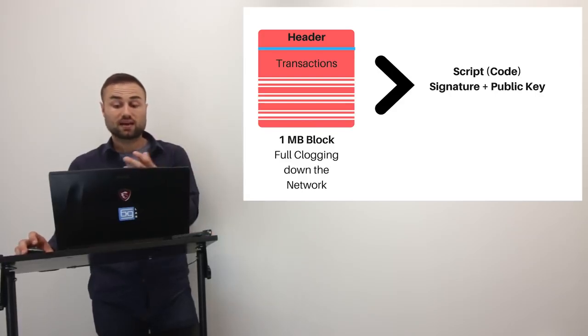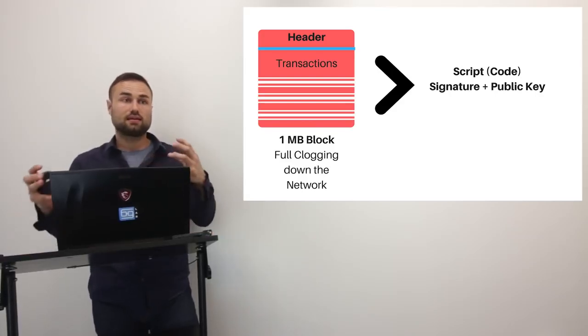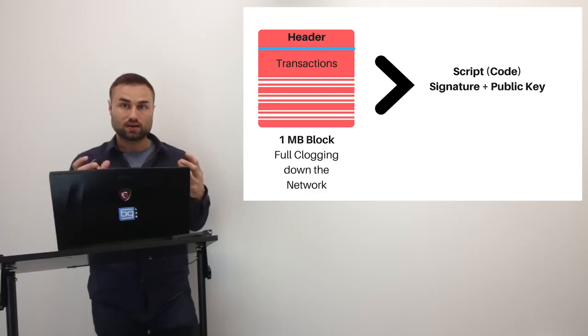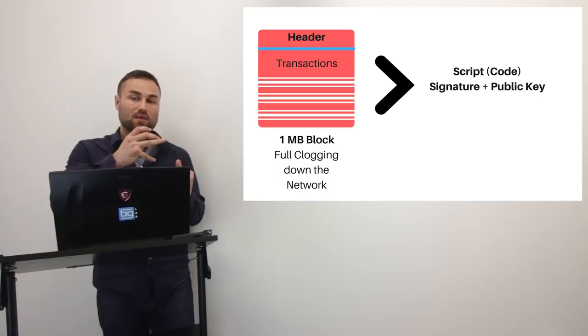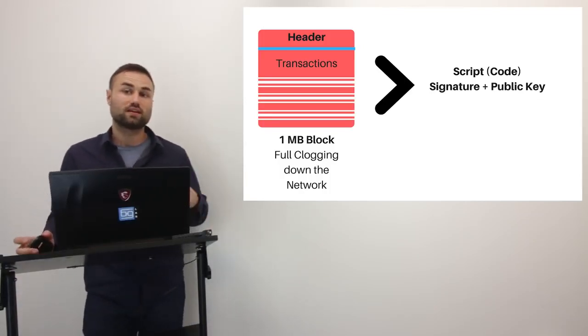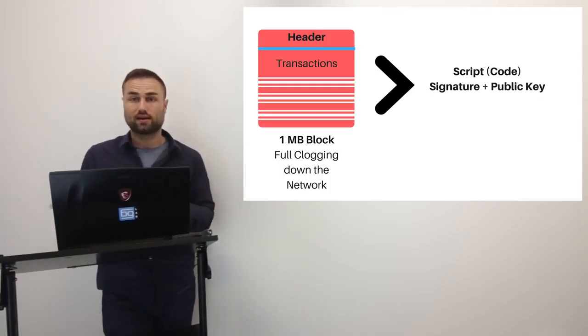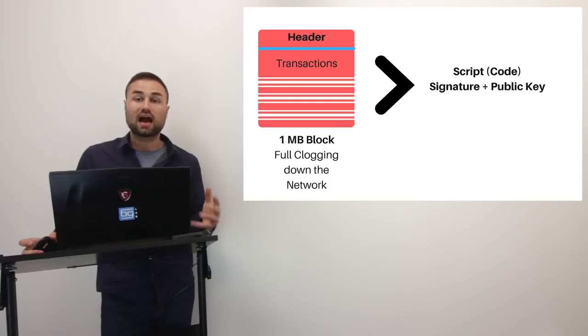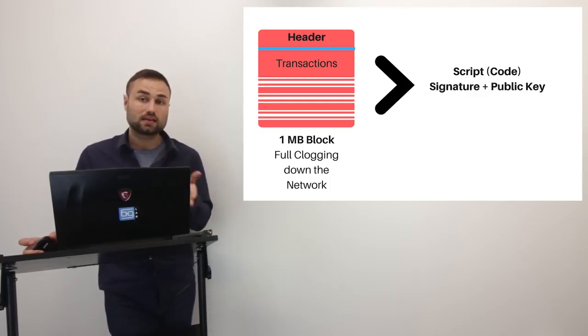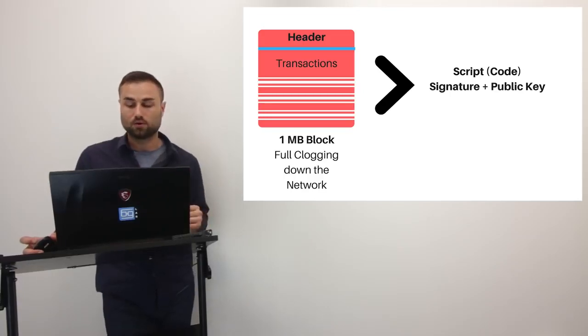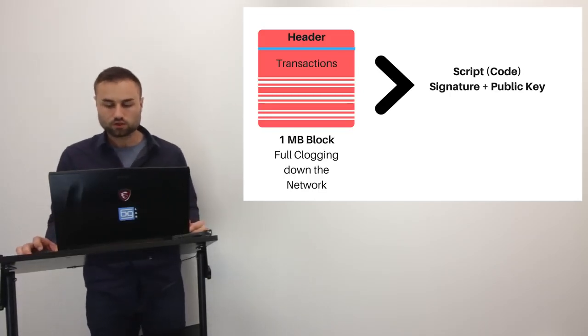But the issue is that the script is very heavy in data weight, so it is clogging down each block, and the 1 megabyte blocks are getting full, and therefore the network is being bogged down. So that's the issue right now. That's a scaling issue: the blocks either need to be bigger or a different solution needs to be implemented. Hence, Segwit is a different solution as opposed to a hard fork. So let's go through this picture.